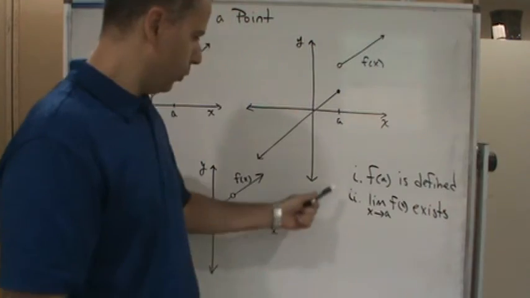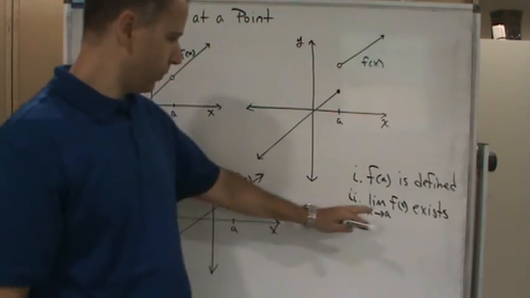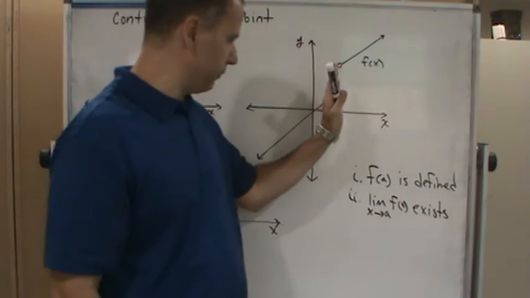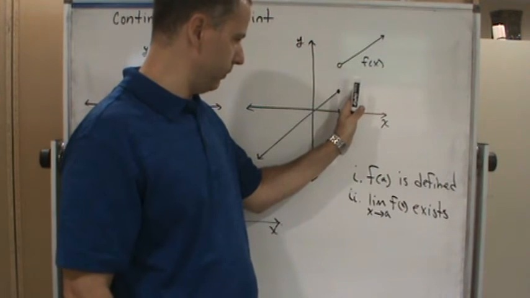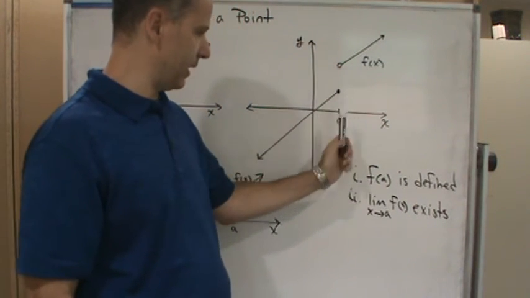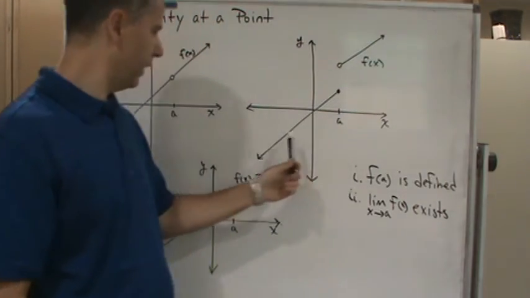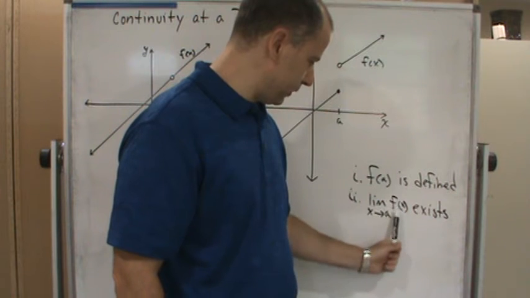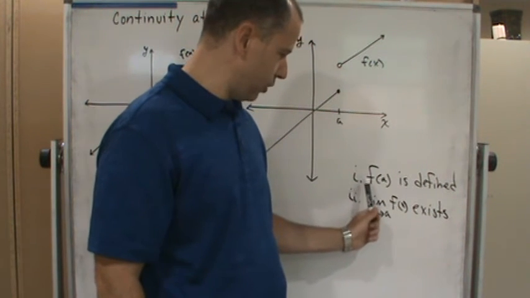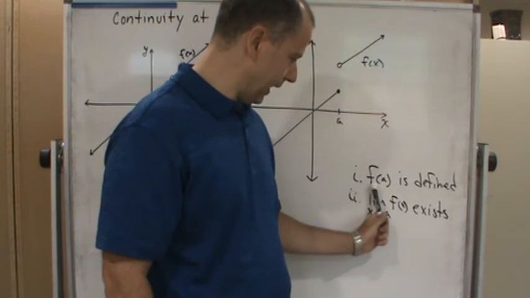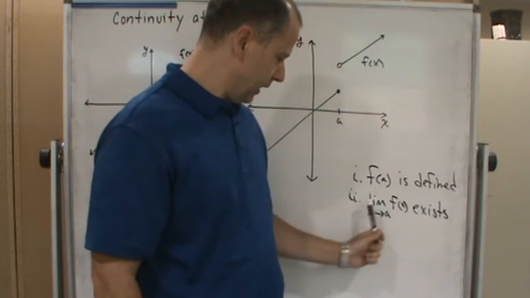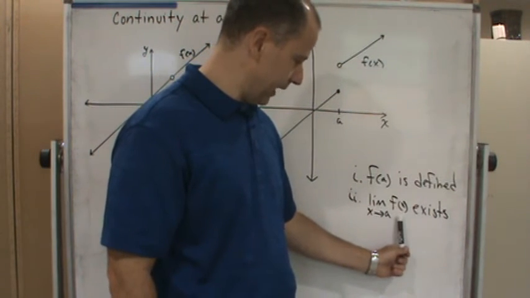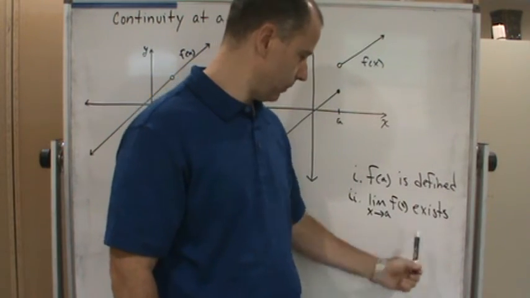Now, with these two conditions, we take care of that one and we avoid this one. So this is an example that is not continuous at A, and this is not continuous at A. We came up with these two conditions. First, we want to make sure that f of A is defined. Second, we want the limit as x approaches A of f of x to exist.